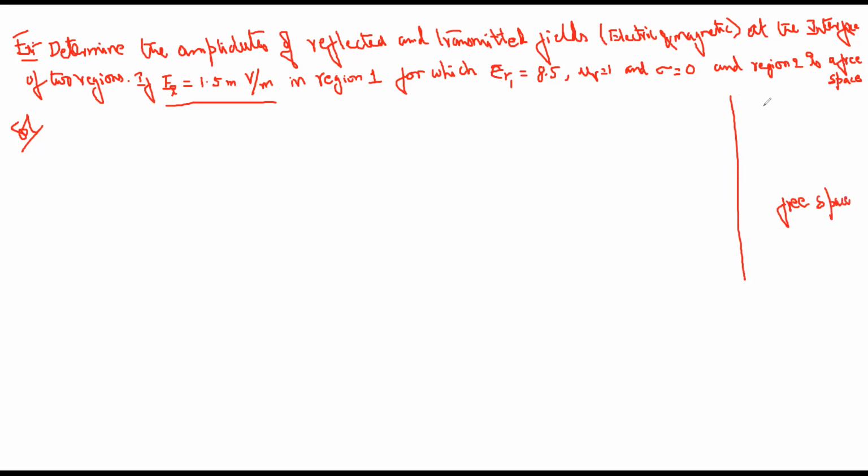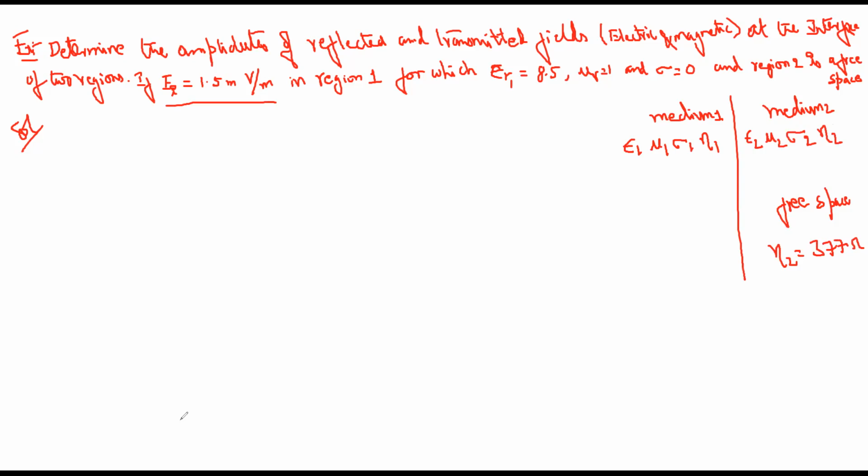Region 2 is free space, nothing but medium 2. Medium 2 is free space and medium 1 is not free space, having the parameters epsilon 1, mu 1, sigma 1 and eta 1, and epsilon 2, mu 2, sigma 2 and eta 2. Now what is eta 2? Eta 2 is equal to 377 ohms, or 120 pi, because it is free space.